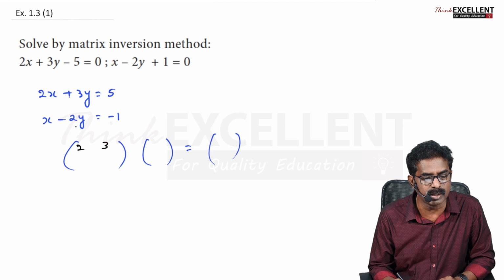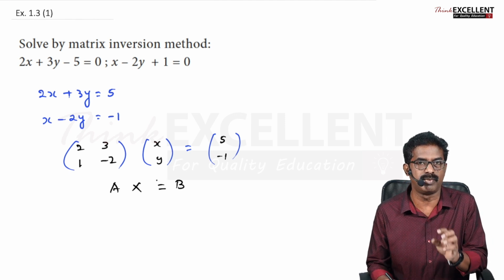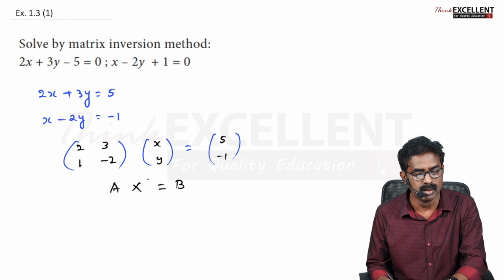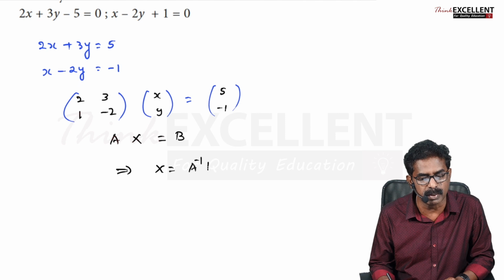Second one, 1 minus 2, right? 1 minus 2. Here the unknowns, x, y as a column matrix. On the right side you write the constants, the right side values, 5 minus 1. So this is AX equal to B. All capital letters because every letter represents a matrix, okay? And immediately write the formula, X is equal to A inverse into B.